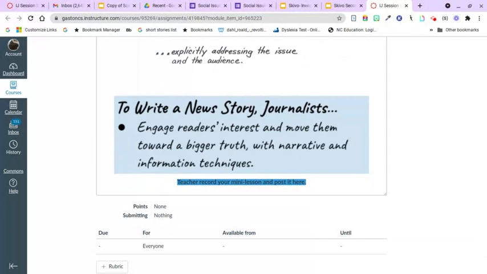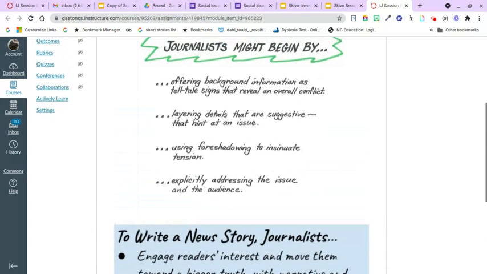To write a news story, journalists, you've seen this every session that we've had. In this case, we're saying they engage readers' interest and move them toward a bigger truth with narrative and information techniques. We've talked about some techniques that you can use, I believe in session 7. I want you to employ some of those techniques as you practice writing leads today. So remember, you want to get the interest up front. Make it dramatic, make it exciting, make it controversial. And let me show you what I'm talking about. Let's go back here.